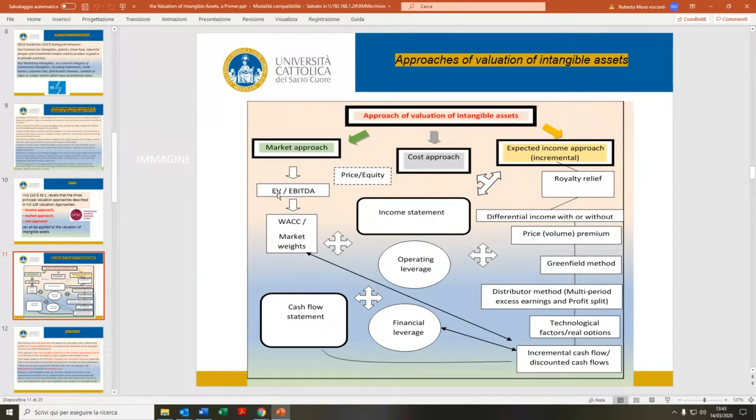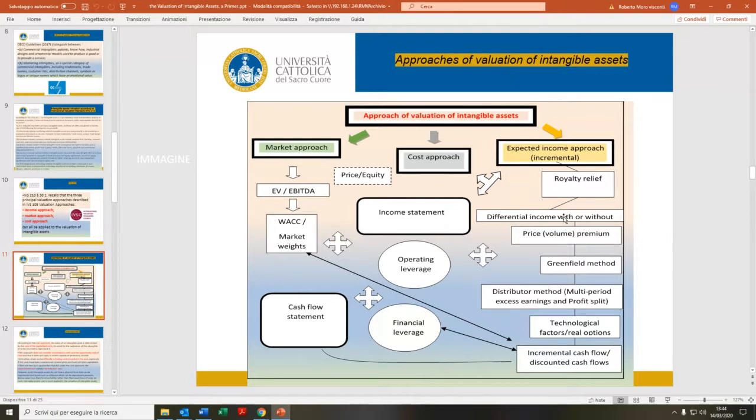The market approach considers, for example, enterprise value divided by, again, the EBITDA. We consider the weighted average cost of capital, the cash flow statement, discounted cash flows, and then we have the cost approach linked to the income statement, to the operating leverage or the financial leverage. And then we have the income approach with relief from royalties, differential income. This is very important, which is the incremental value of the firm that can be explained using intangibles.